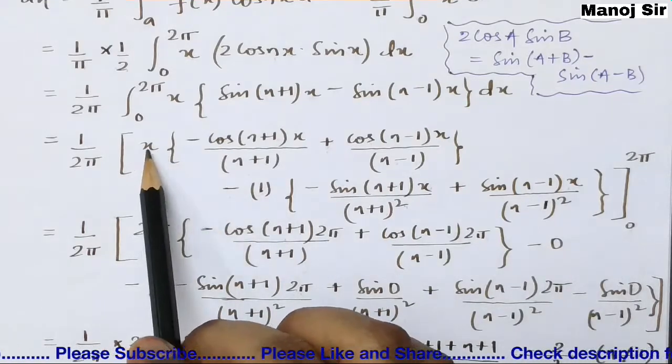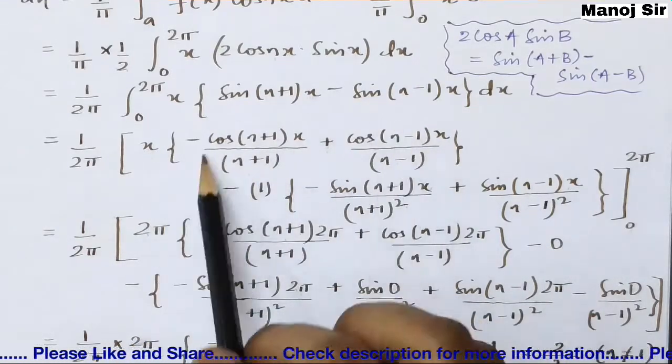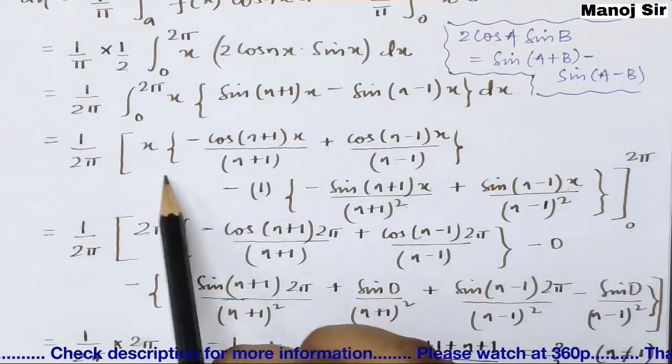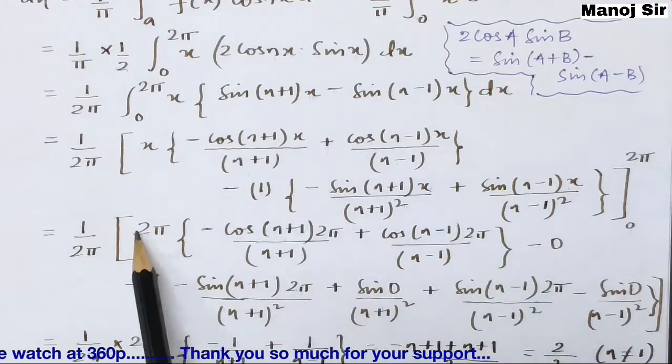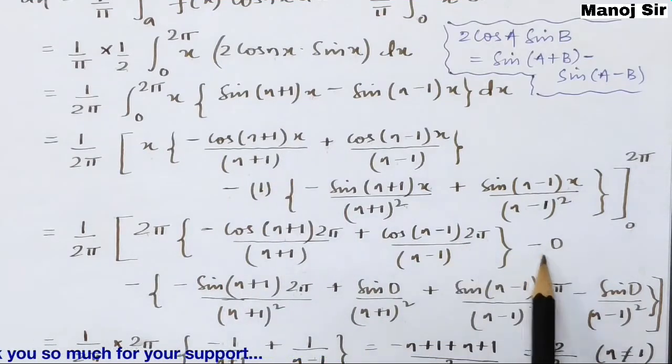Why 0? Here we have x into something. If you put x equal to 0, then 0 into this thing will become 0. So upper limit this, lower limit 0.